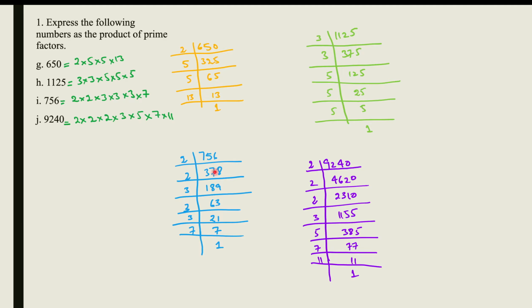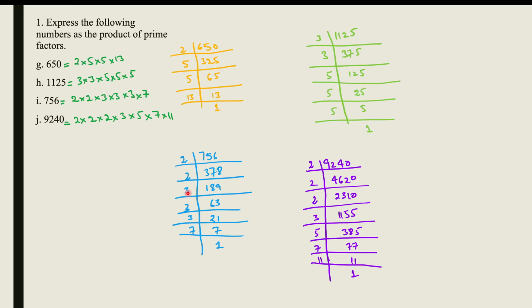756, again in the same manner. 2 multiplied by 378 is equal to 756. 2 multiplied by 189 is equal to 378. Then 189 is no longer divisible completely by 2. We switch to the next prime number, which is 3.